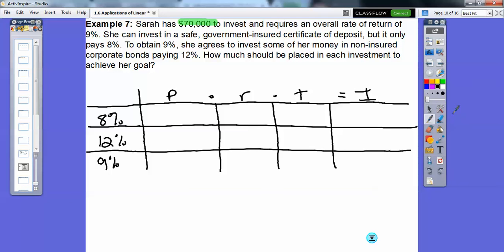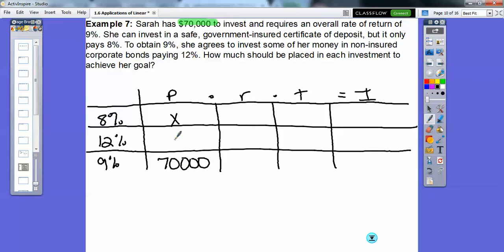$70,000 to invest. Is that the amount she put at 8%, the amount she put at 12%, or her grand total amount? Grand total. That is our grand total. That is what she started with. You went to your investment advisor and said, okay, I've got $70,000. What do I do with it? That's her total. She is going to invest it in two different ways. Did I say how much she put at 8%? No. So we could call that X.